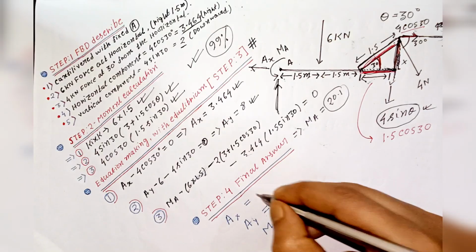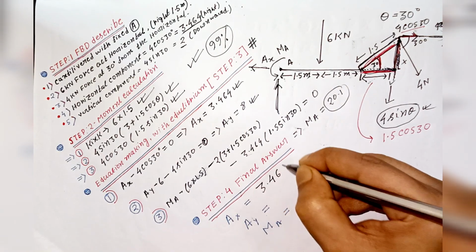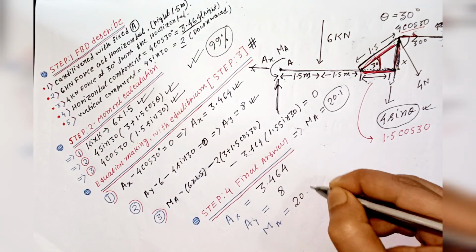So the final answer is AX equals 3.464, AY equals 8, and MA equals 20.1.